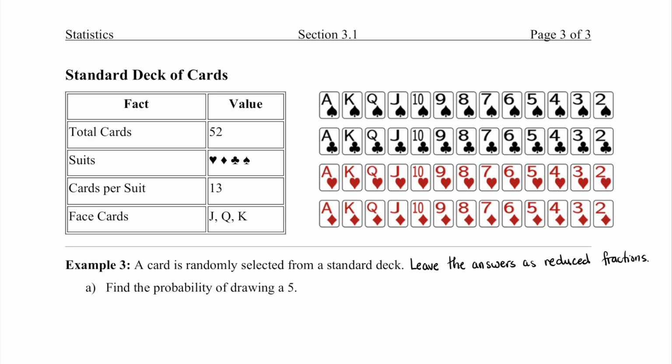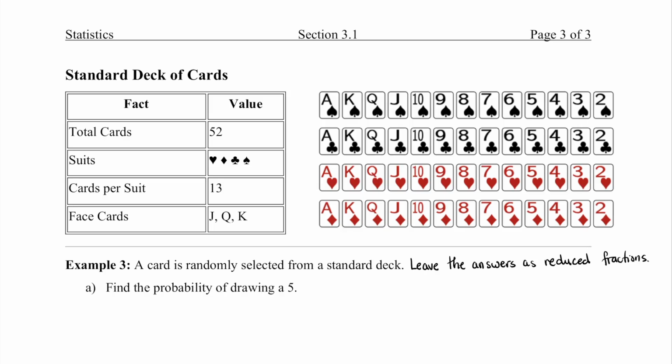Hi everyone. In this video, we are continuing section 3.1. In the last video, we learned that probability is favorable outcomes divided by total outcomes. Now, we are going to apply that idea to a standard deck of cards.